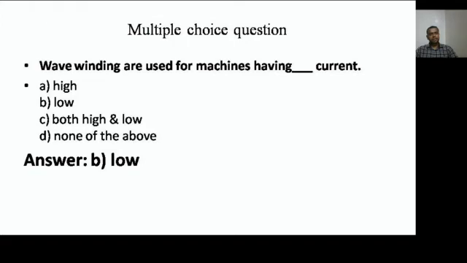Wave windings are used for machines having dash current. Which type of current? High, low, both high and low, none of the above. Wave winding is used only for low current machines, low current with high voltage. For those machines, we go for wave winding. The current is low here.